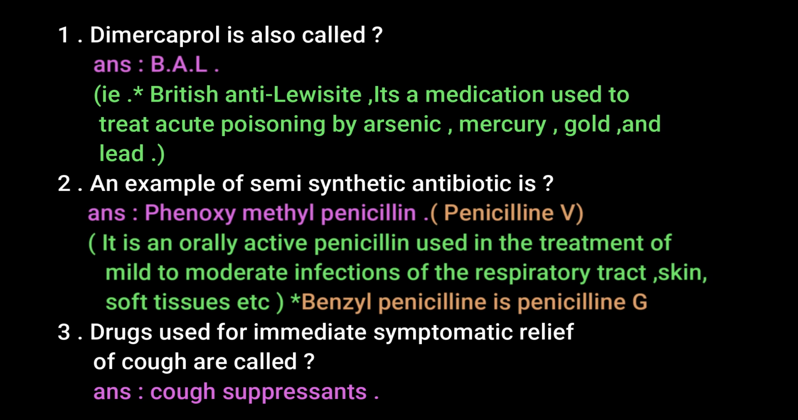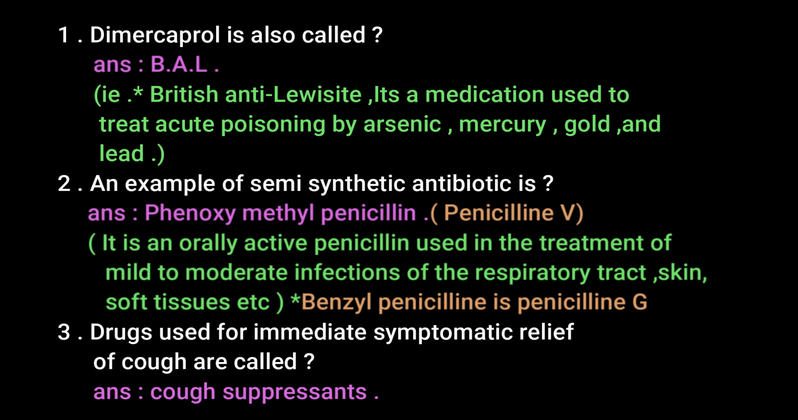First question, dimercaprol is also called. Answer BAL, that is British anti-Lewisite. It is a medication used in the treatment of poisoning by arsenic, mercury, gold and lead, which is given by an intramuscular injection, and the common side effects include high blood pressure, pain at the site of the injection, vomiting and fever. Second question, an example for semi-synthetic antibiotic is.